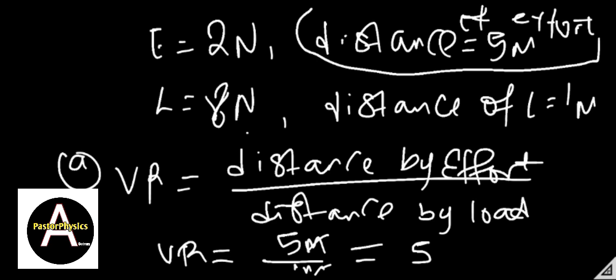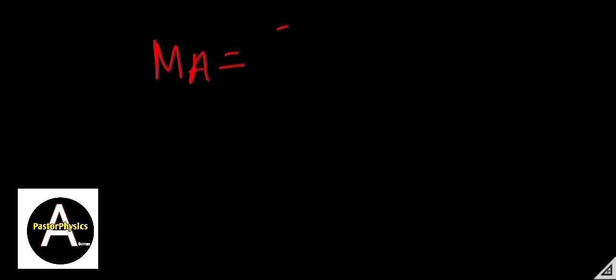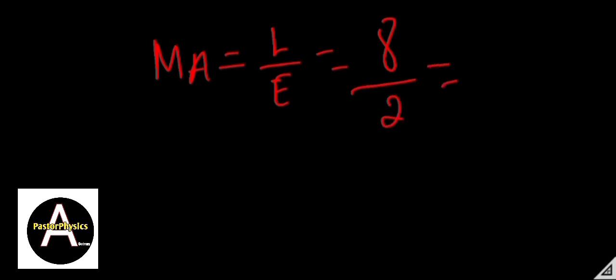Now the next question is the mechanical advantage of the machine, MA. MA is equal to load over effort. The load here is 8 newtons and the effort here is 2 newtons. So 8 over 2 is 4. The mechanical advantage of the machine is 4. Mechanical advantage also has no unit, because this is 8 newtons and this is 2 newtons. Newton and newton cancel out, so it is just 4.